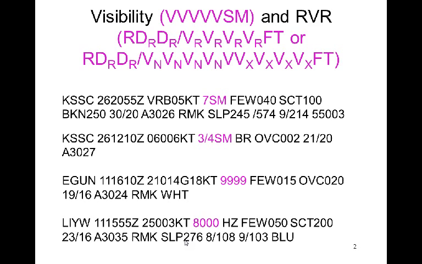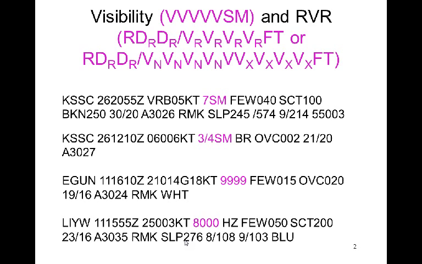In the second observation, also from Shaw Air Force Base, indicated by KSSC, on the 26th at 12:10 Zulu, our winds are 060 at 6 knots, and we see in purple letters that our visibility is 3/4 of a statute mile. We indicate in the observation BR, which stands for mist, that is the weather phenomenon that is reducing the visibility to 3/4 mile, coming down from unrestricted. Anytime you have less than unrestricted visibility, the observation should encode what is causing the visibility to be less than unrestricted.